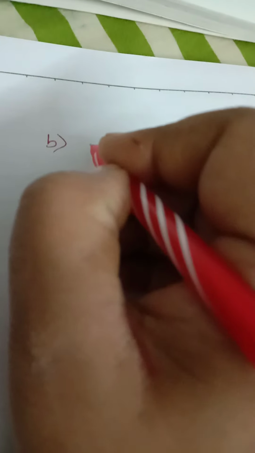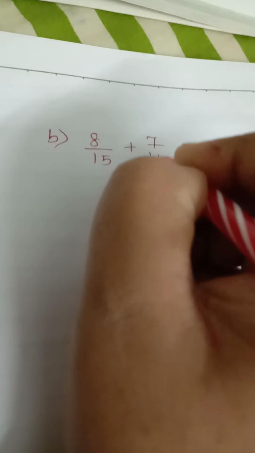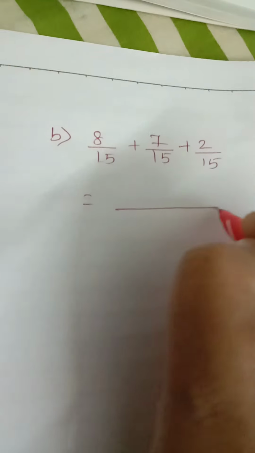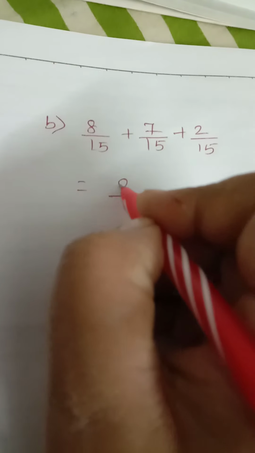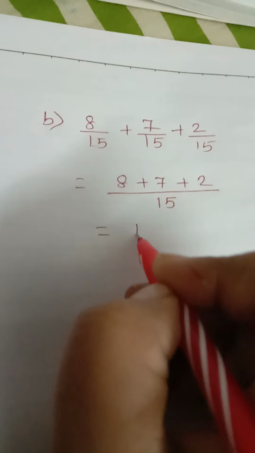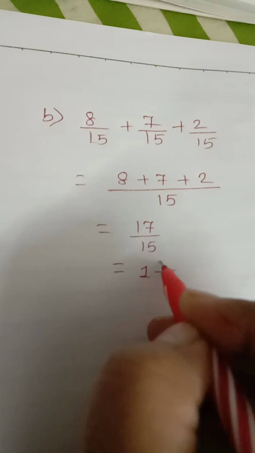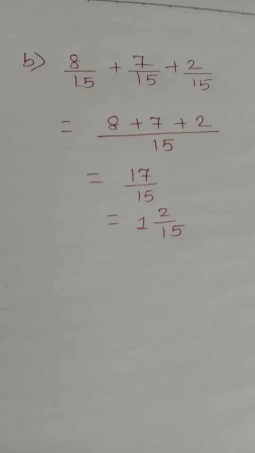Let us see number B. They have given you 8 by 15, 7 by 15, 2 by 15. You can see, my dear, all the denominators are 15. So we'll write 15 as the denominator. And the numerators we add, 8 plus 7 plus 2. So 17 by 15, or you can convert it into a mixed fraction, 1 whole 2 by 15.